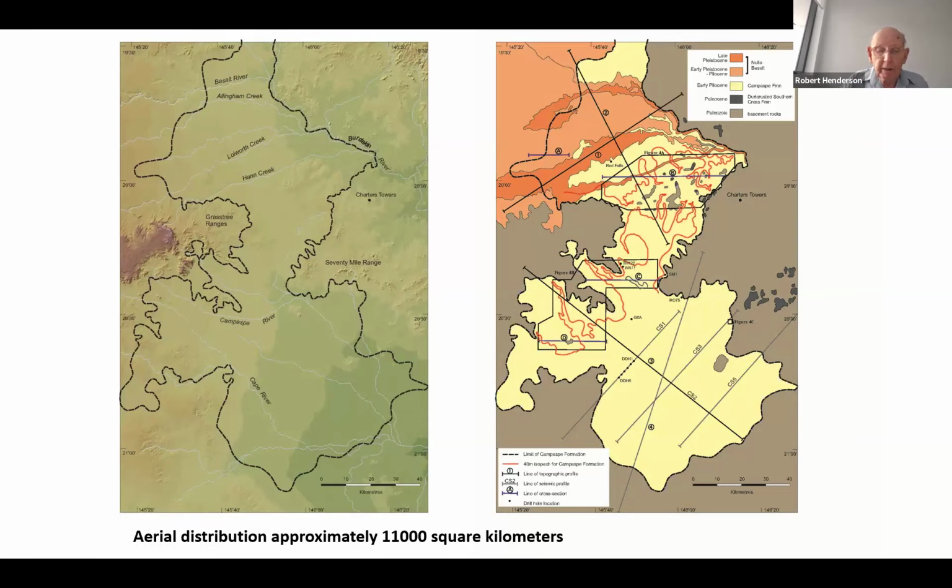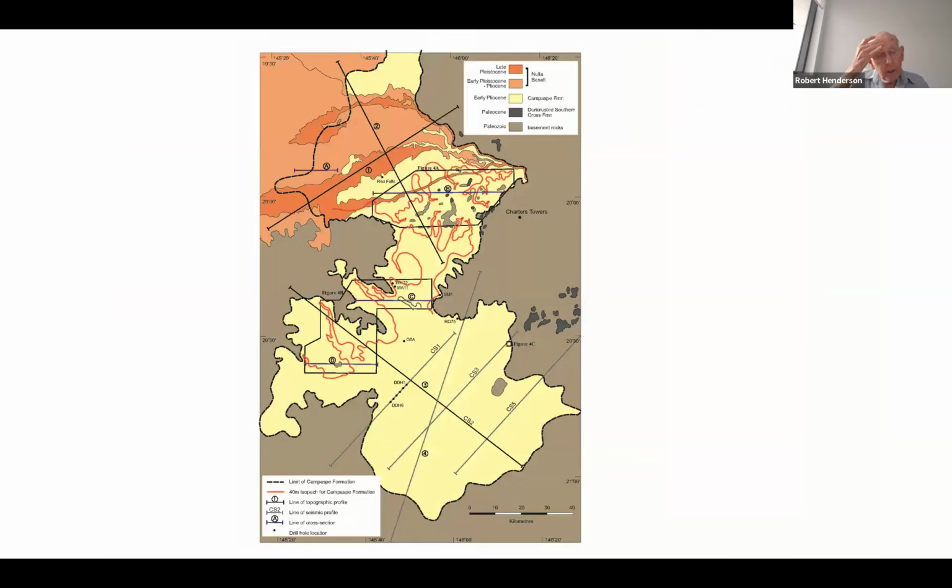So that's the setup. Now we'll just look at some profiles that I've drawn that run across the Campaspe surface. There's two up here and two down here, which will give you a feel for what the topography is like. And there are also a bunch of seismic lines that have been shot.